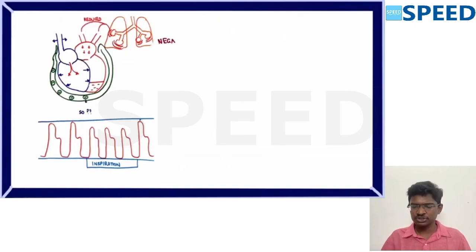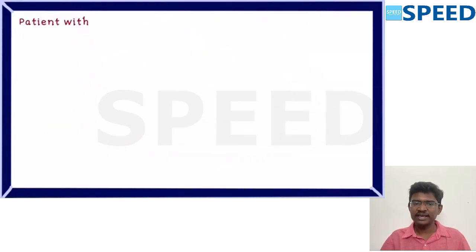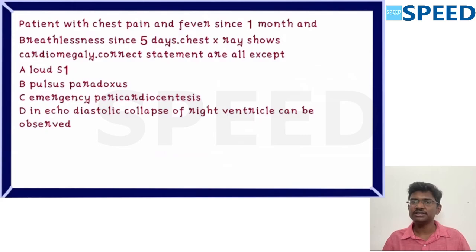Next question, what they asked was a patient with chest pain and fever since 1 month and breathlessness since 5 days. Chest X-ray shows cardiomegaly. Correct statements are all except: A, muffled heart sounds. B, pulsus paradoxus. C, emergency pericardiocentesis. D, in echo, diastolic collapse of right ventricle can be observed.